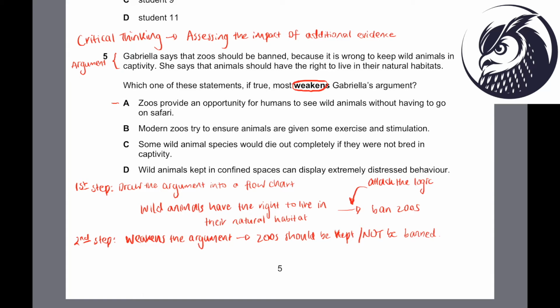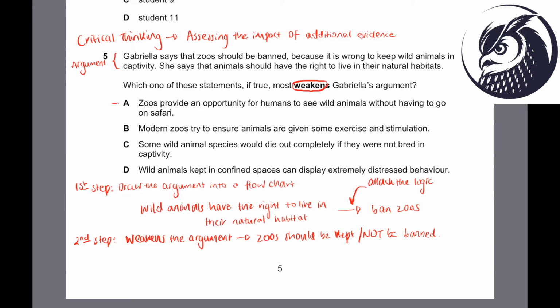But it's not really attacking the logic of the argument. It's not really talking about how wild animals have the right to live in the natural habitat, that sort of thing. So let's just keep it as a neutral answer right now. It's not something that I'll cross out. Option B, let's have a look. Modern zoos try to ensure animals are given some exercise and stimulation.